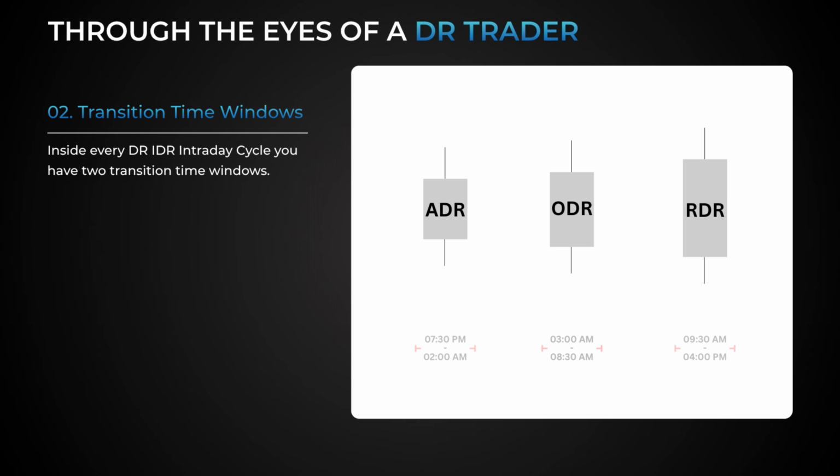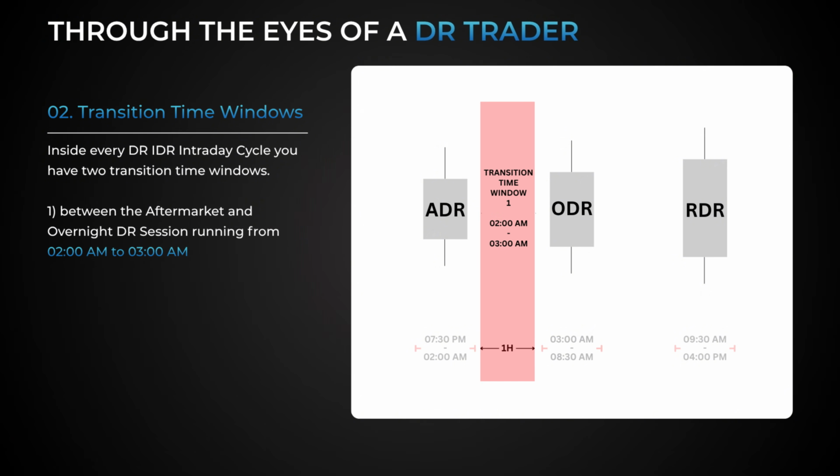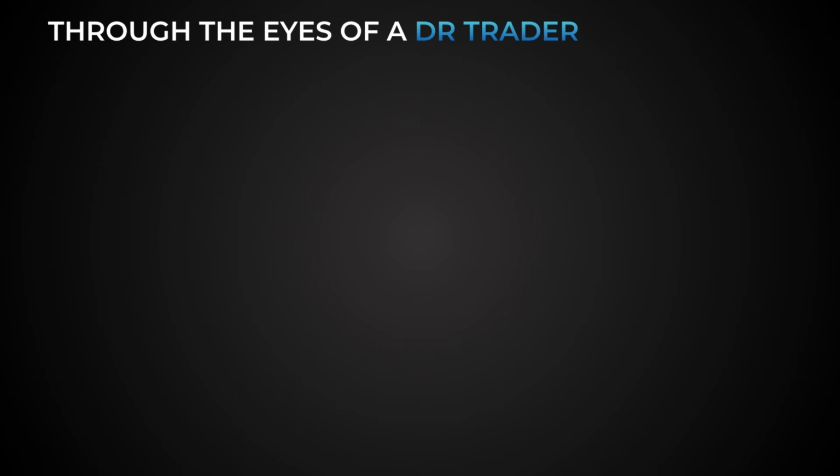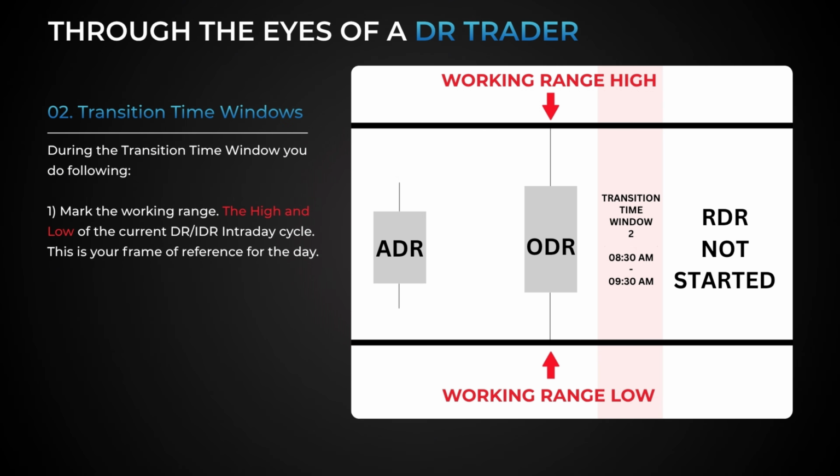The transition time window, your preparation hour. Inside every DR-IDR intraday cycle, you have 2 transition time windows. One between the aftermarket and overnight DR session, running from 2 to 3 a.m., and another one between the overnight and regular DR session, from 8:30 to 9:30 a.m. These time windows are for preparation. Here is what you do every single session and without exception.